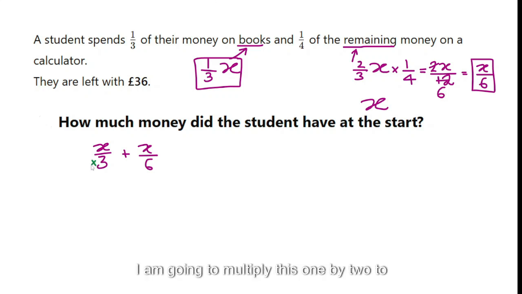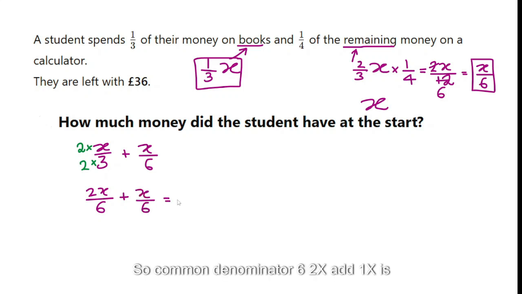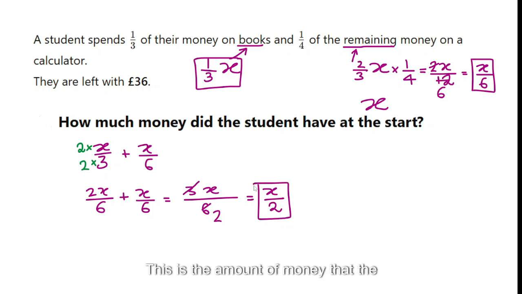I'm going to multiply this one by 2 to get the same denominator, and do the same thing to the other side. So I get 2x over 6, add x over 6. With the common denominator 6, 2x add 1x is 3x over 6. So 3 goes into 6 twice. So the student has spent x over 2. This is the amount of money that the student has spent.